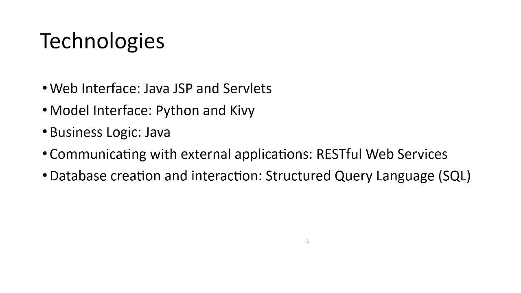For the technologies, our web interface is going to be made using Java's JSP, which stands for Java Server Pages, and servlets. For our mobile interface, we're going to use Python and Kivy. For our business logic layer, it's going to be Java. To communicate with external applications, we're going to use RESTful Web Services. And like most relational databases, our language to communicate between the application and the database is going to be SQL, or structured query language. And these are the technologies and products we're going to be using in this project.